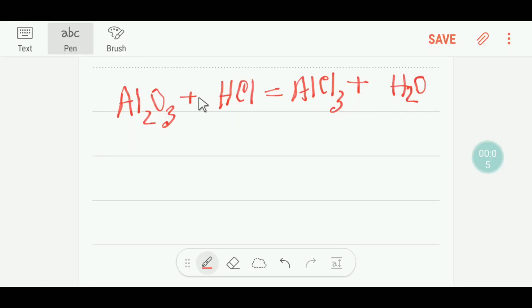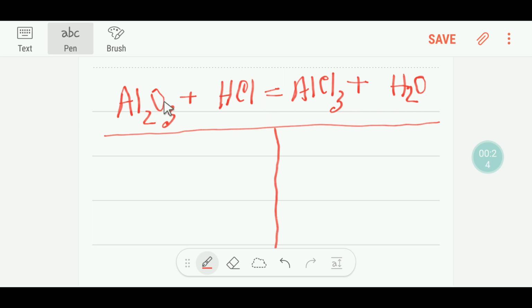Today we are going to balance this reaction. This is aluminium oxide, or dialuminium trioxide. This is hydrochloric acid, this is aluminium trichloride, and this is water. So to balance this equation, I can draw a table like this, right?